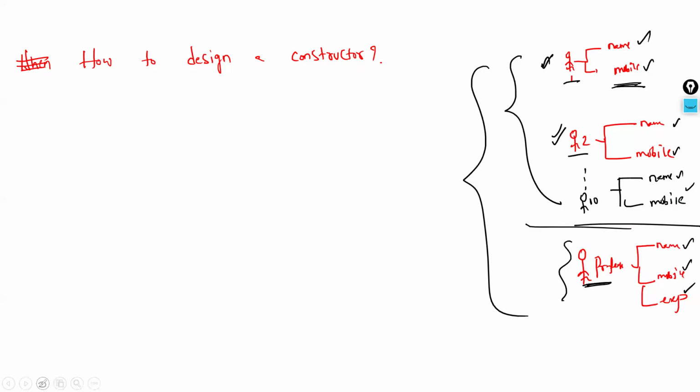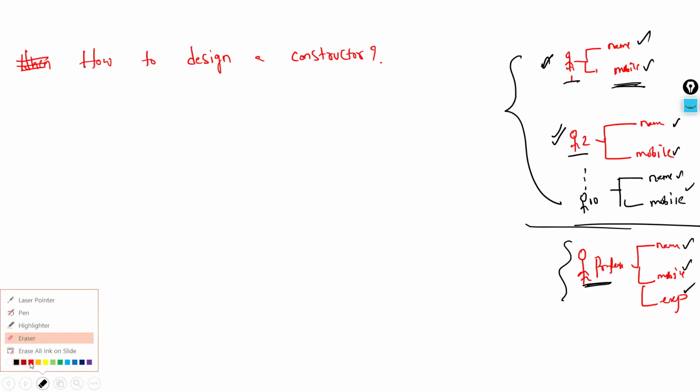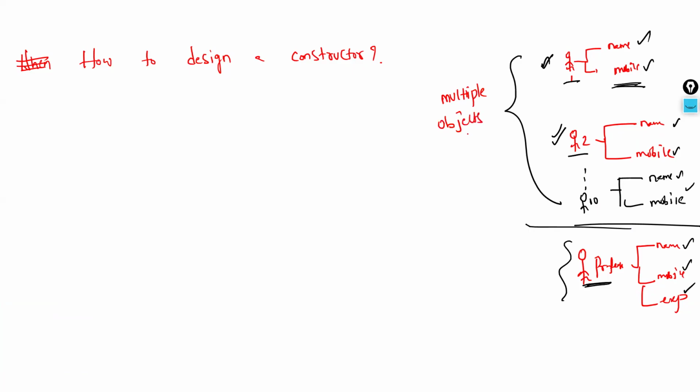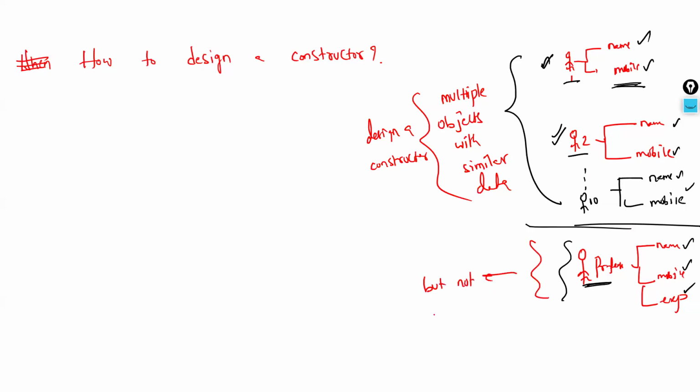That's why, how to design a constructor or when to design a constructor: multiple objects, means at least two or more than two, multiple objects with similar data. Only then design a constructor, but not with different data. Clear?